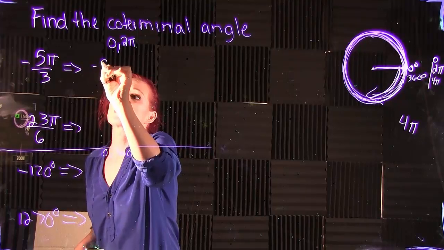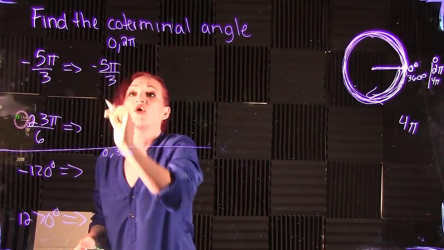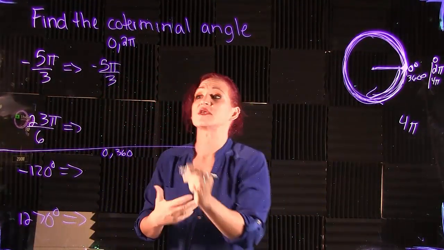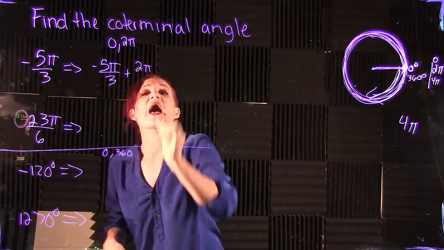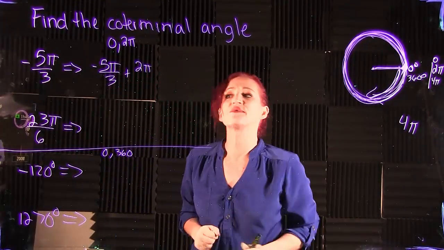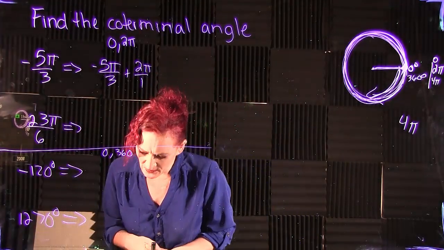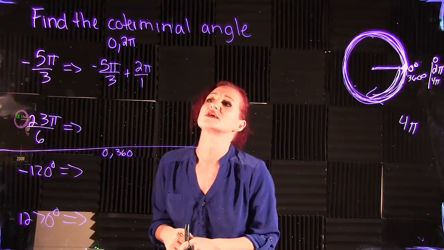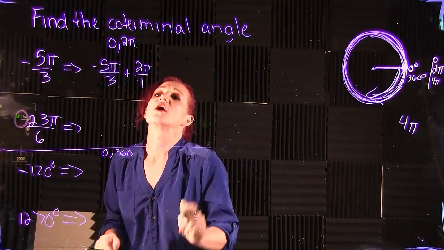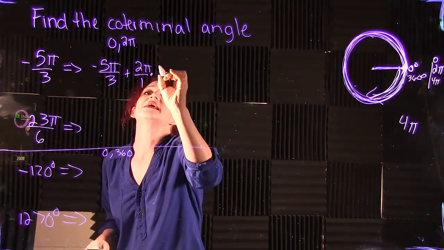Okay, so we're going to start with negative 5 pi over 3. And let's add 2 pi to that. If we add 2 pi, because we're working with fractions here, we're adding 2 pi over 1, which does mean that we need to get common denominators. Common denominator of 1 and 3 is a 3.